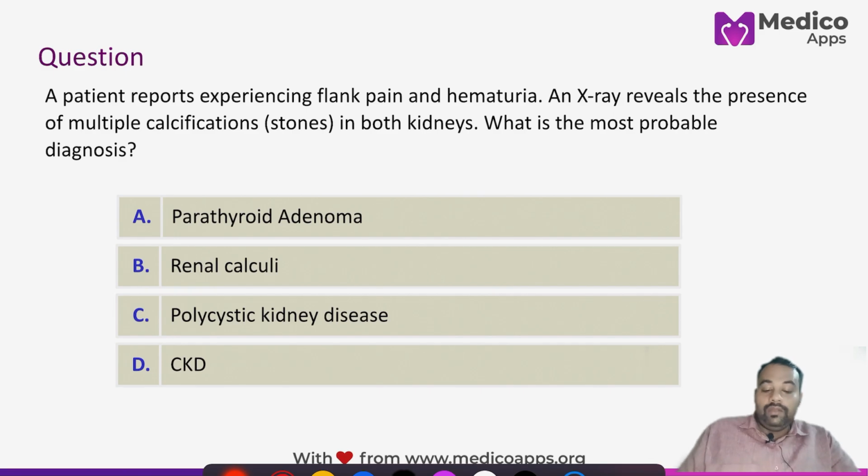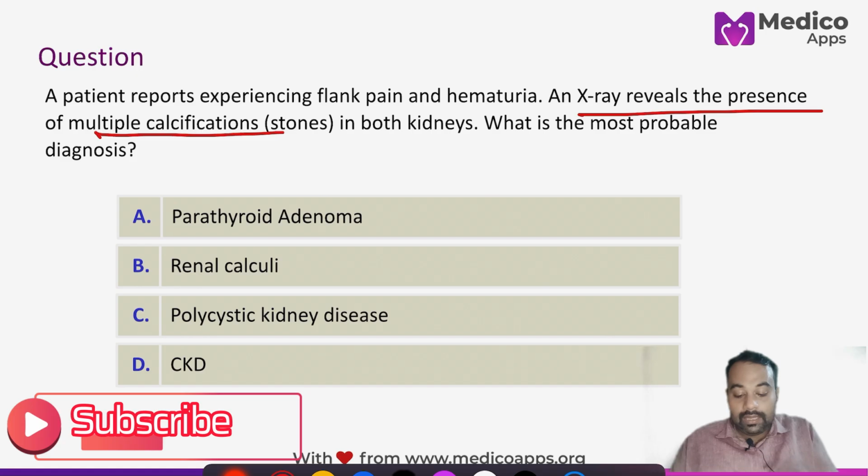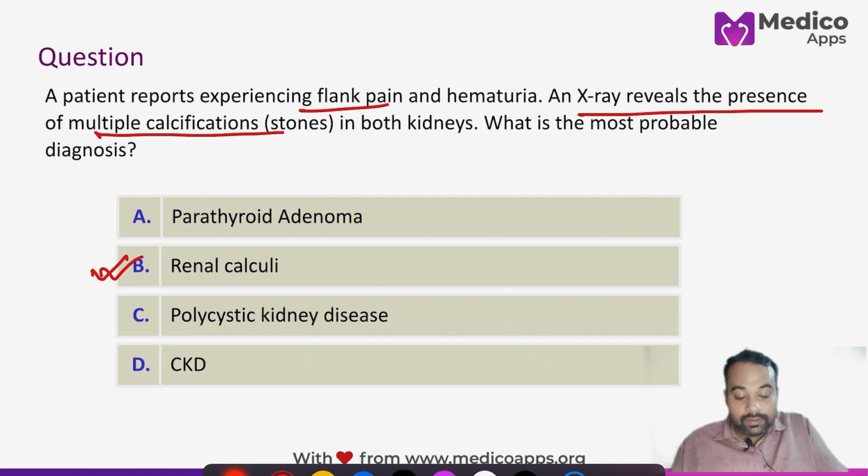Okay. So we are discussing this MCQ: a patient experiencing flank pain and hematuria. The X-ray reveals the presence of multiple calculi, or calcification of stones, in both kidneys. Most probable diagnosis is obviously renal calculi, because the features of flank pain and hematuria are there and the X-ray features are also there. Okay.